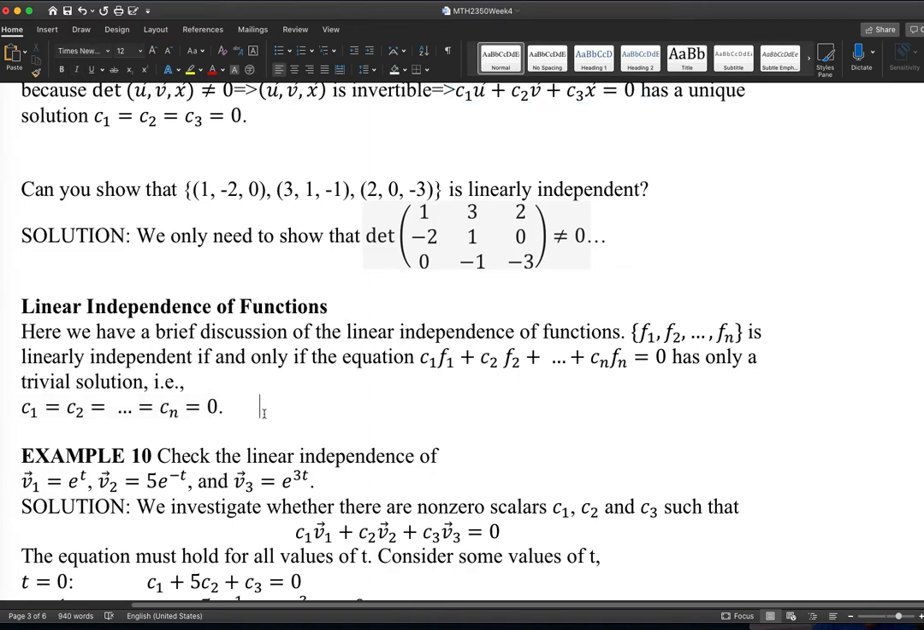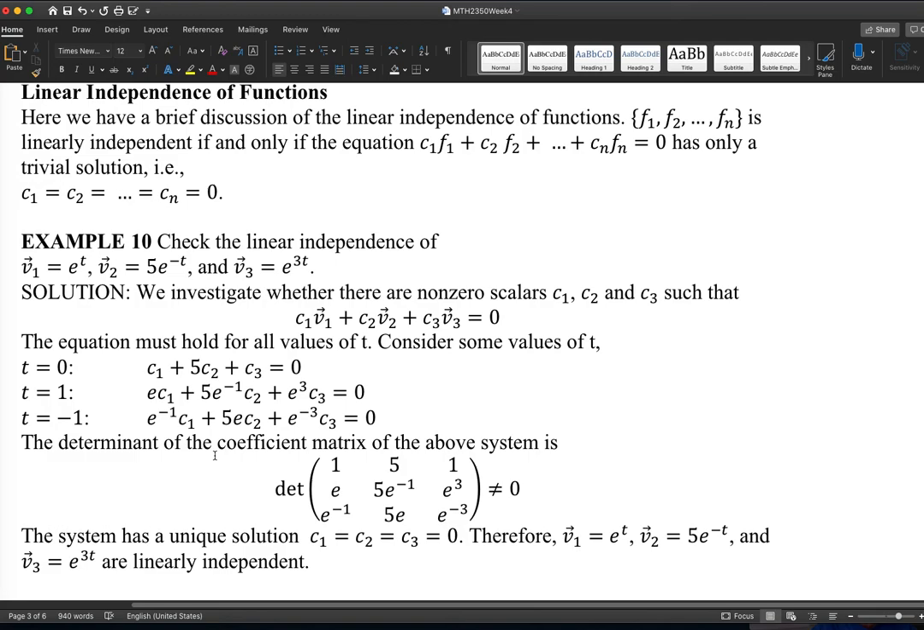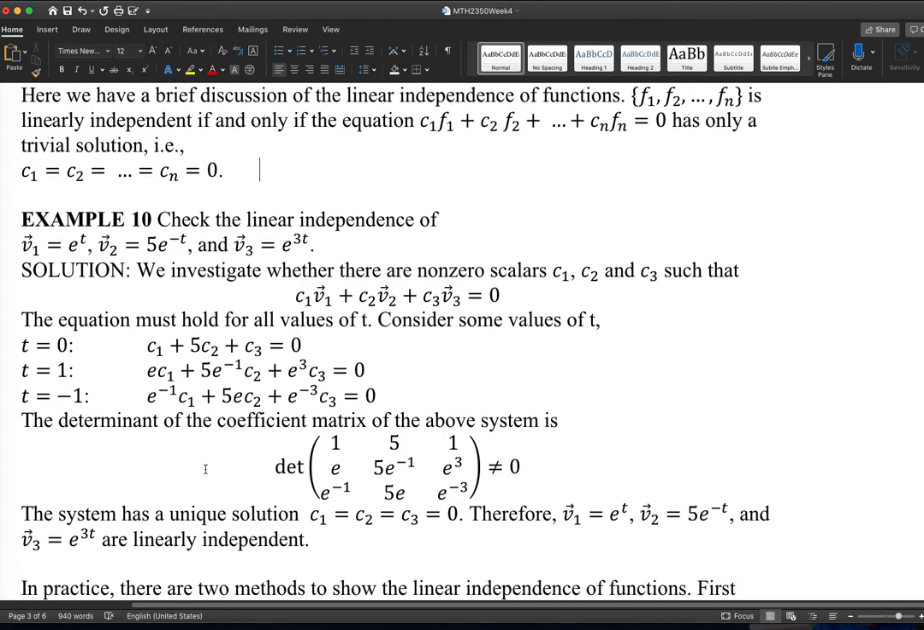If it only has a trivial solution, which means all the c are equal to 0, then they are independent. So the next example is example 10 from the textbook. We want to check the linear independence of those 3 functions. First of all, they do look different, right? But mathematically, we want to describe them more accurately. We want to see if they are linearly independent.